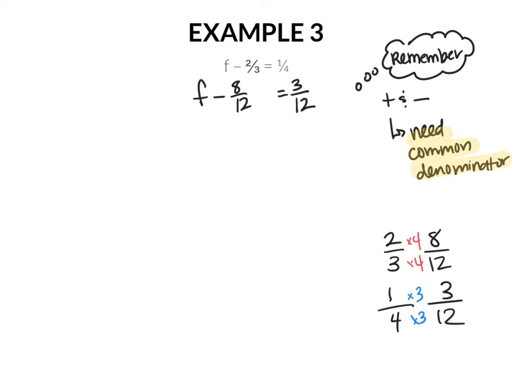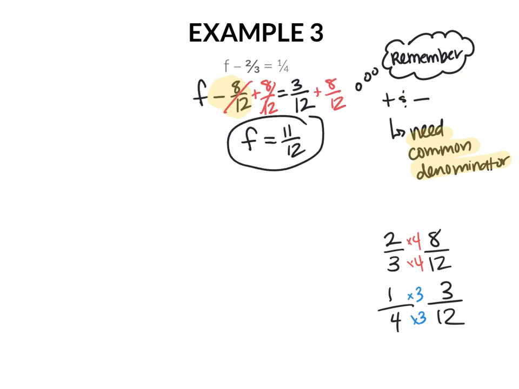My inverse operation, so let's look, what's being done to f already? I have a minus 8/12. So my inverse operation is going to be to add 8/12. And remember, if I add it to one side, I have to add it as well to the other side. This gives me f equals 11/12 because we had already found those common denominators to start.